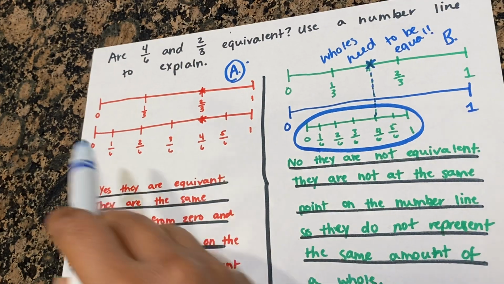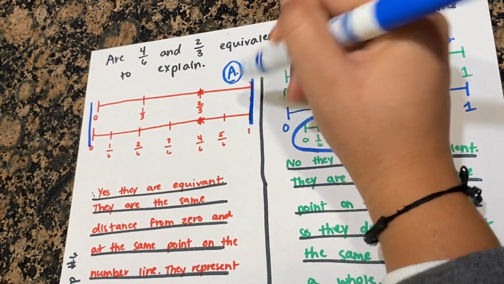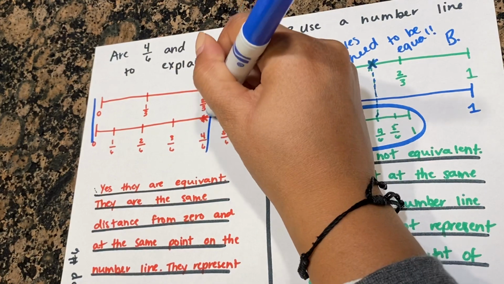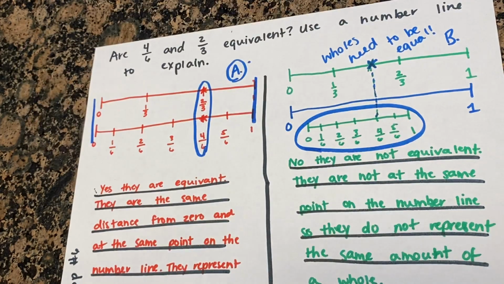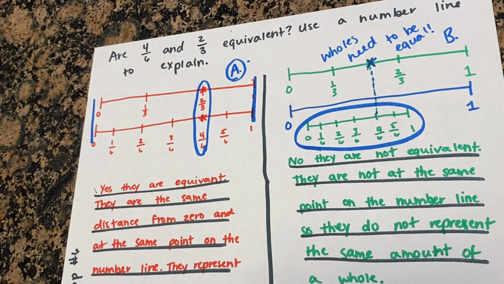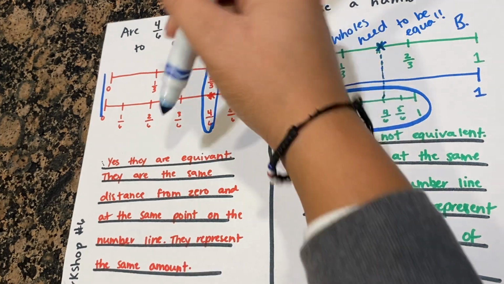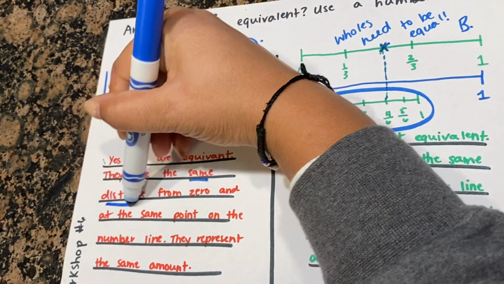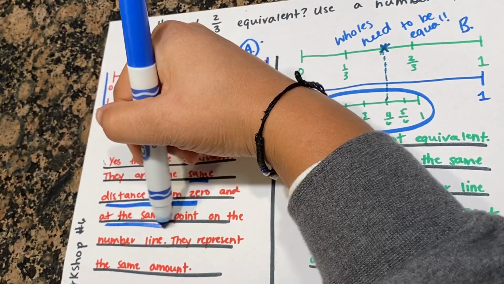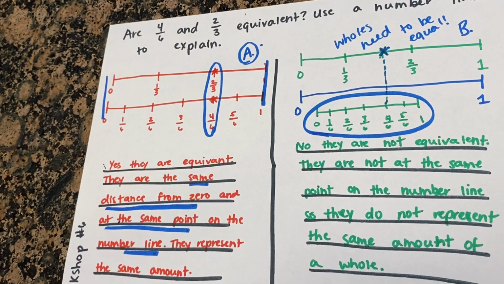Yes, I heard you say student A is correct because their wholes are the same size and 2/3 and 4/6 line up at the same point on the number line. They also used the mathematical language that we've been talking about today, and they said that they're the same distance from 0 and at the same point on the number line. So that means they represent the same amount of the whole.